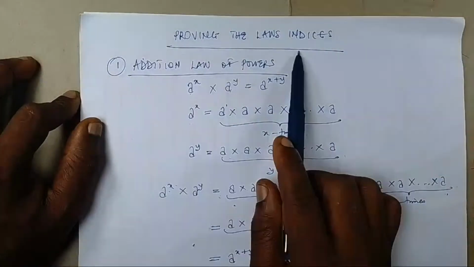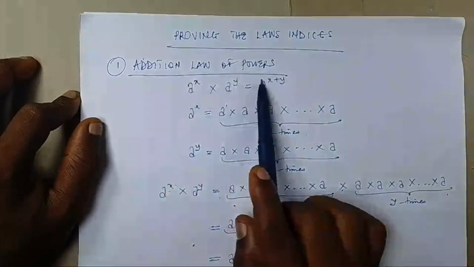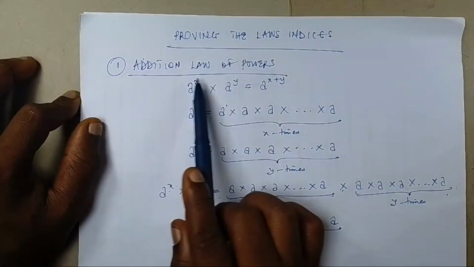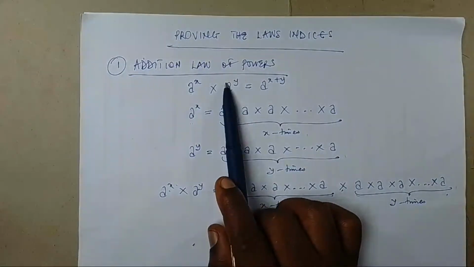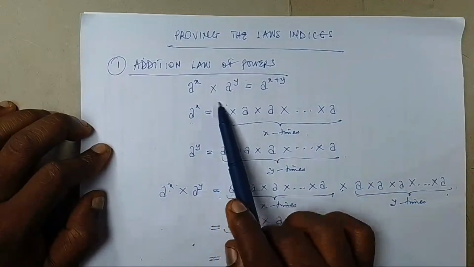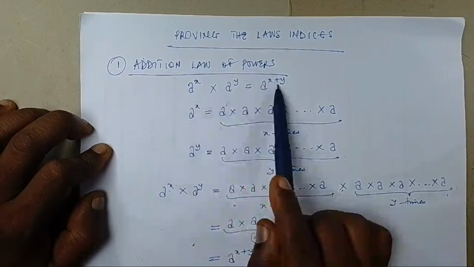So proving the laws of indices is my second class on indices. The first law we are going to be proving in this class is the addition law of powers. Please take note that the name of this law is important, but not as important as the meaning of this law. So what we are doing is trying to prove that this law is true, meaning that we are proving that the left hand side is equal to the right hand side.